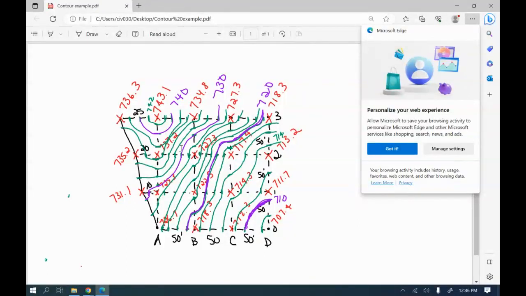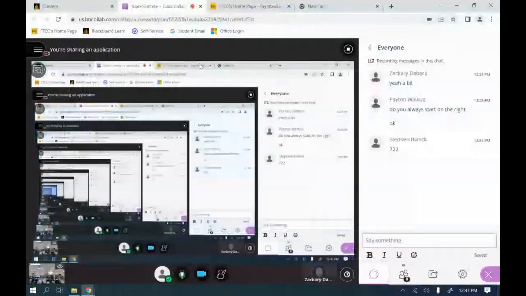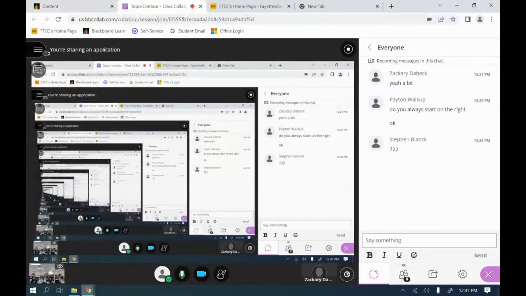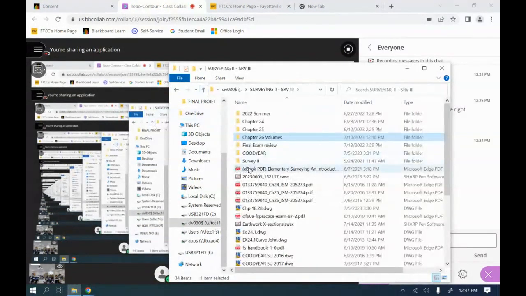All right, so that's what a contour looks like. You're basically doing it by eyeball, trying to draw a contour. This came out of your textbook. I did it every 2 feet and the book did it every 5 feet. So with that said, I'm going to show you in the book where it is, and then I'm going to go back to the other Collaborate section and close this one.